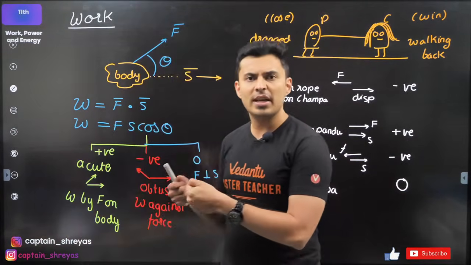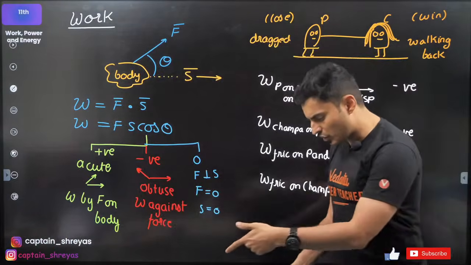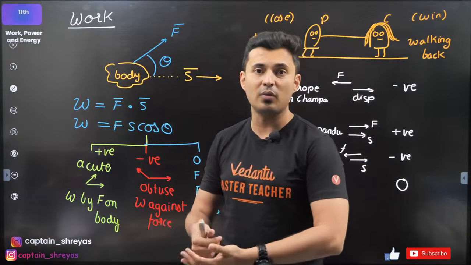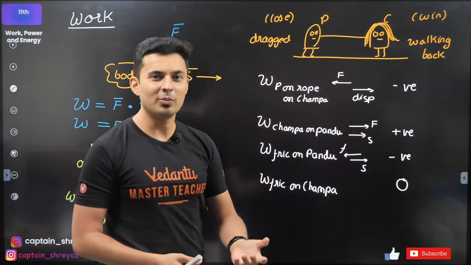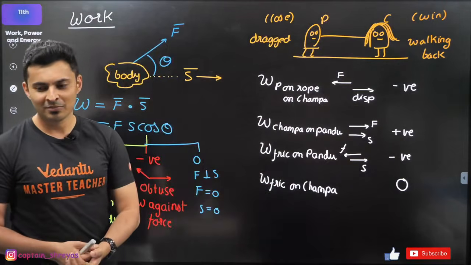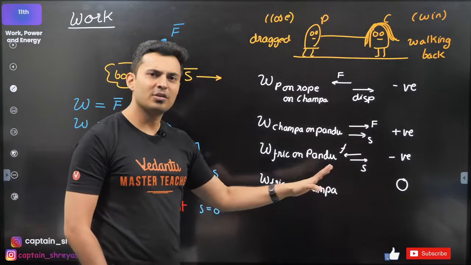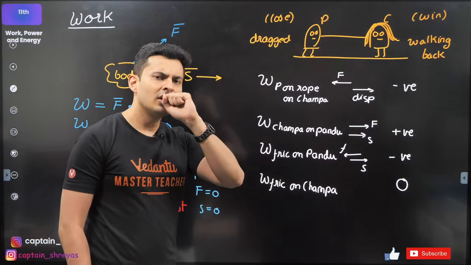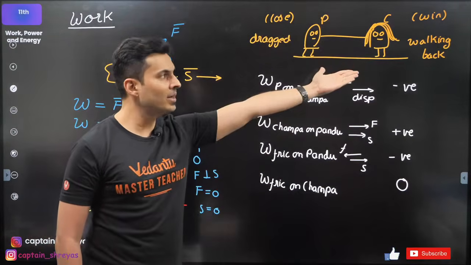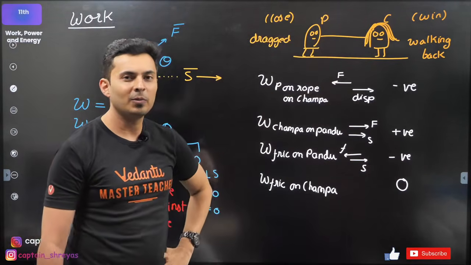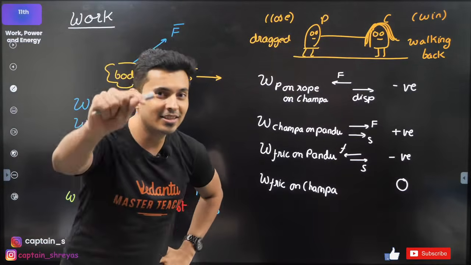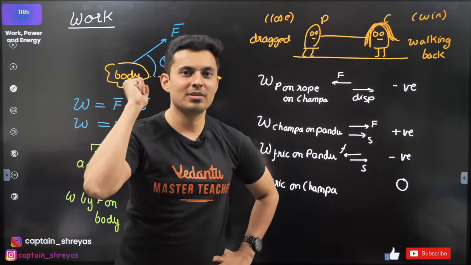In fact, when Champa is walking backwards, there is going to be friction, or else she will slip and fall down. Without friction, you cannot move, you cannot walk, you cannot run. Now you'll be like, sir, if there is friction and there is displacement, Champa is moving back, how can the work be 0? Tell me that. This is where you should know the concepts.